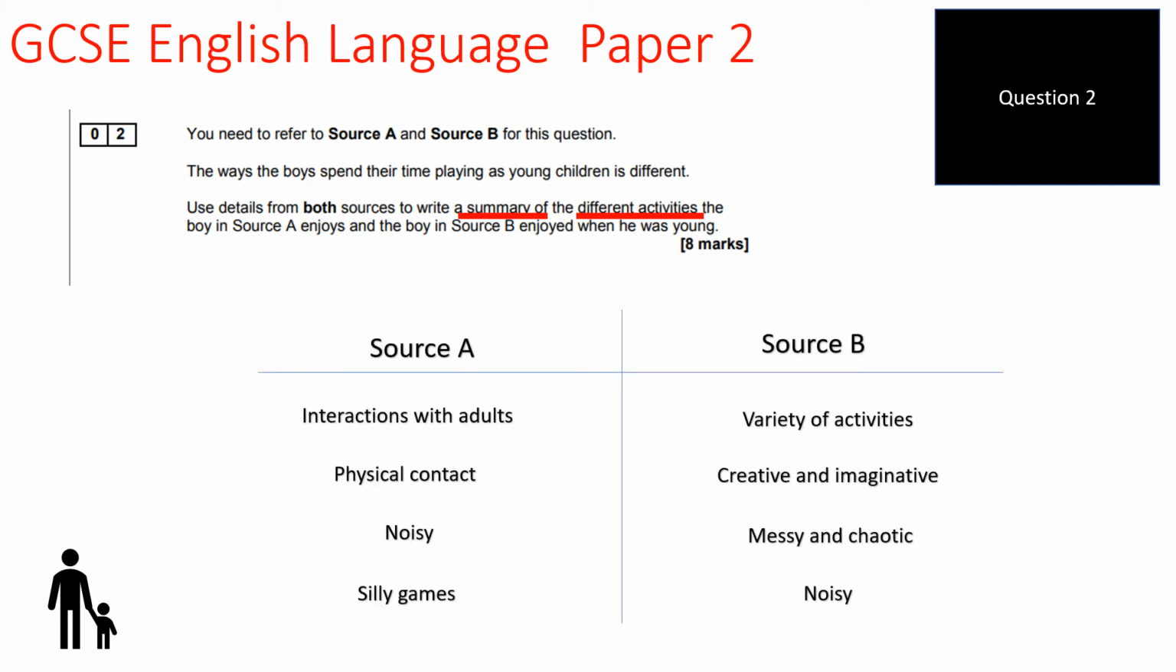A bit of advice for this question is, in your planning, make a little table and go and look at the different sources. Source A, have a look at the text. What's the kind of activities that the child's got? So you could say here you've got interactions with adults, physical contact, noisy, silly games. In source B, we've got a variety of activities, creative and imaginative, messy and chaotic, and noisy.